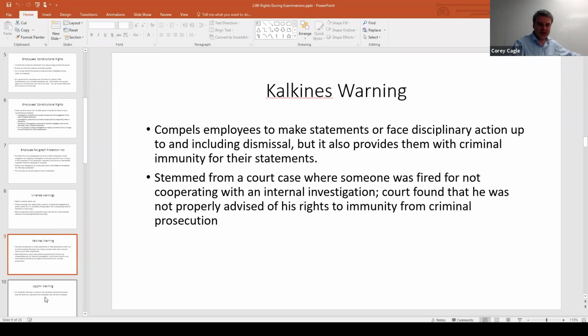Anyway, this warning compels employees to make statements or face disciplinary action, maybe up to being dismissed from their job. But it also provides them with criminal immunity for their statements. That's an interesting thing, and it comes from a court case where somebody was fired for not cooperating with an internal investigation. The court found that he was not properly advised of his rights to immunity from criminal prosecution. So they're required to give them this warning, and that's what it's called.